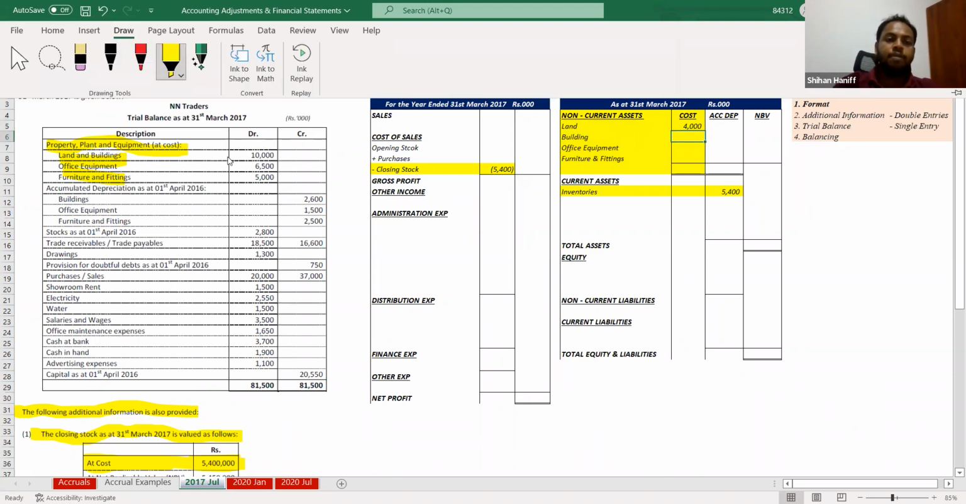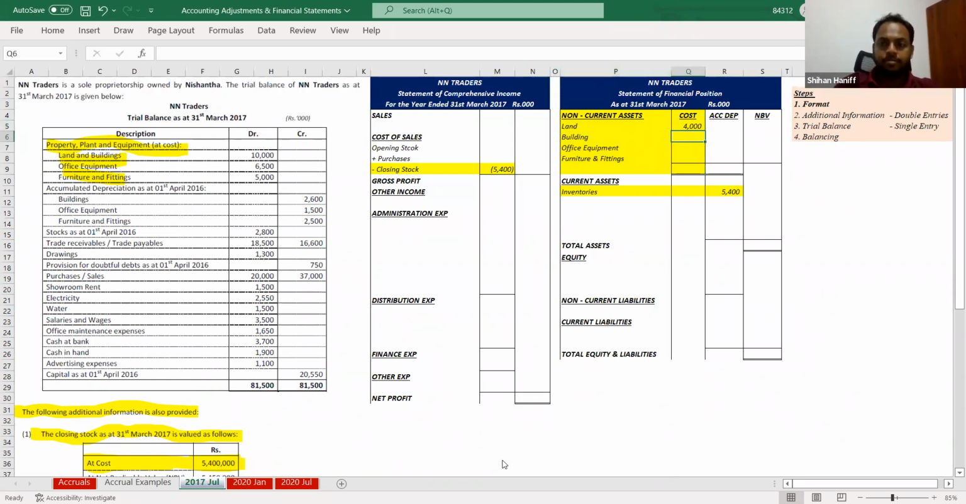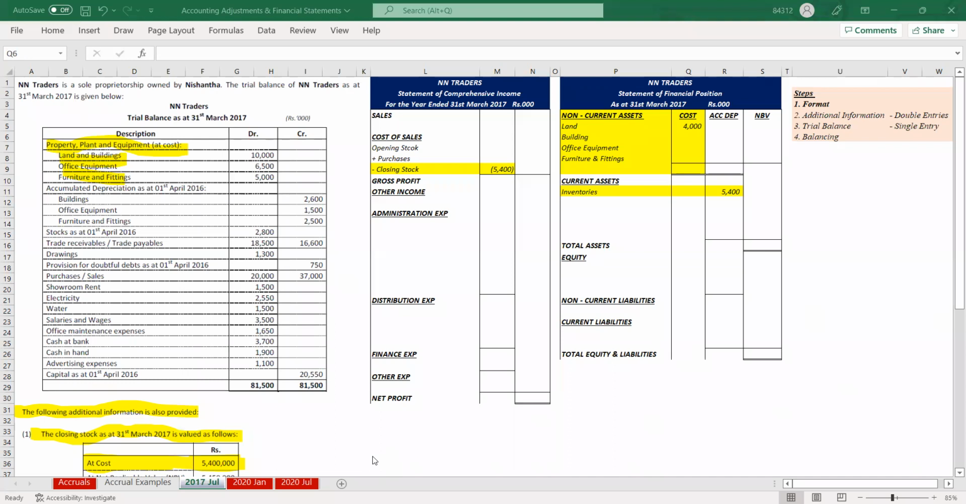Then what is the cost of the building? Land and building both 10,000. So if the land is 4,000, building is 6,000. Office equipment 6,500. Furniture 5,000. Get the total.